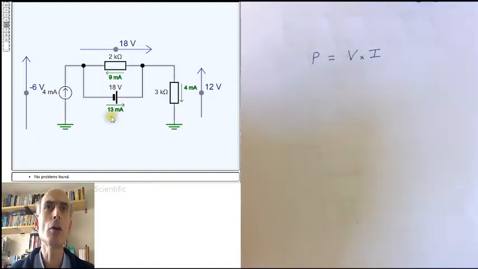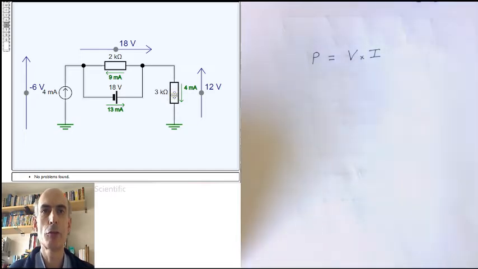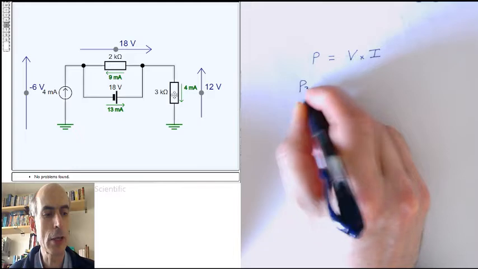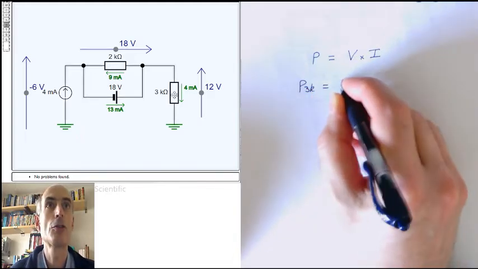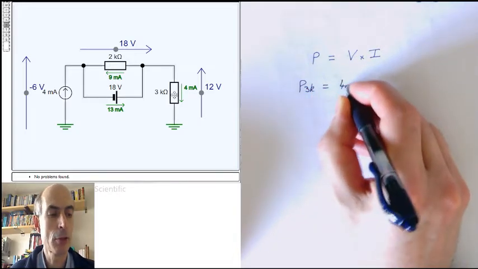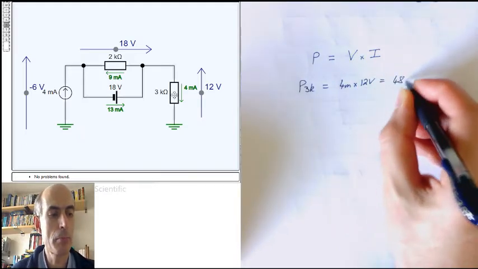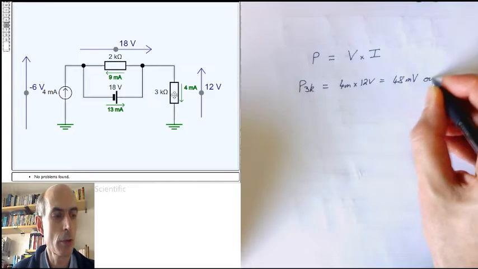Well, we'll start with this 3K resistor. We have 4 milliamps going from this node to this node through the resistor. That's from the higher voltage to the lower voltage. So this resistor is removing energy from the circuit. We could say that the power associated with the 3K resistor is 4 milliamps times 12 volts, or 48 milliwatts out of the circuit.